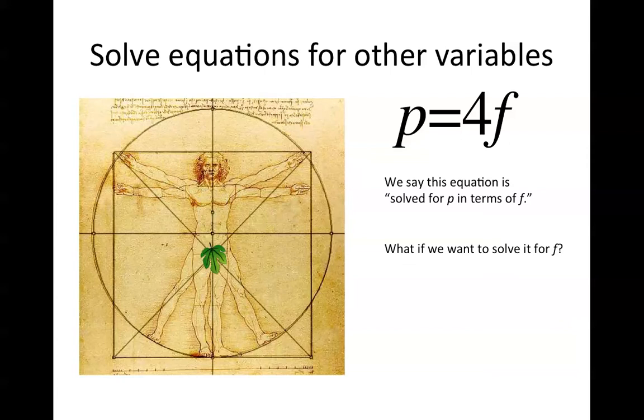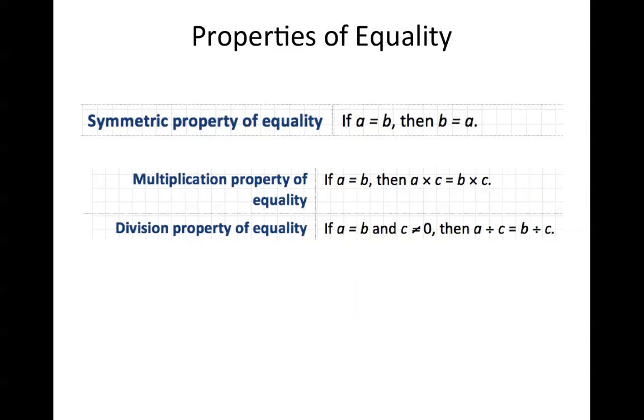Well, there is a method for that, and to do it we're going to use properties of equality. I want to remind you of these. The symmetric property, of course, just says that if A equals B, then B equals A. Well, that means that we could take an equation written this way and just reverse it. We're going to use that in a minute. The multiplication property says that we can take some number and multiply it by both sides of the equation. And the division property says we can take some number, as long as it's not 0, and divide both sides of the equation by that number. We're going to use both of these in a minute.